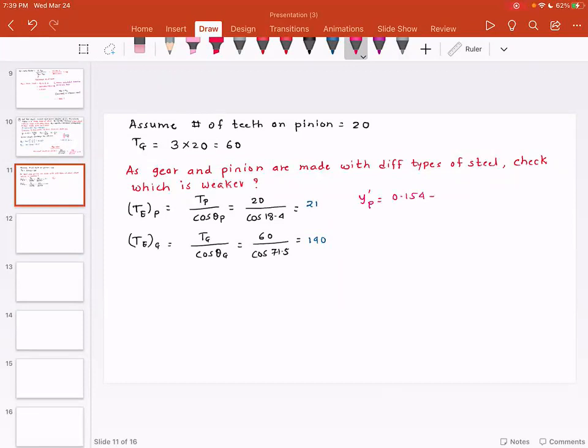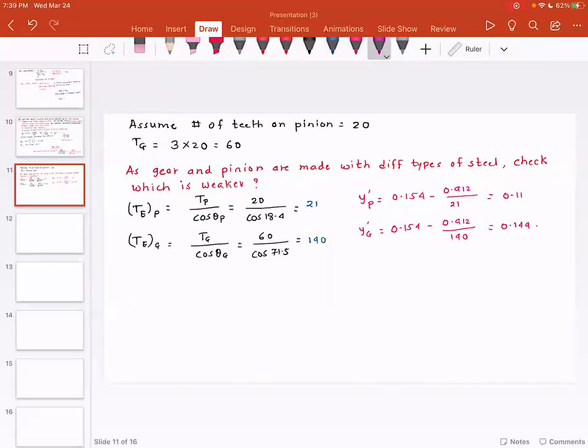Y prime for pinion is 0.154 minus 0.912 divided by 21, which is 0.11. YG is 0.154 minus 0.912 divided by 190, which is 0.149.